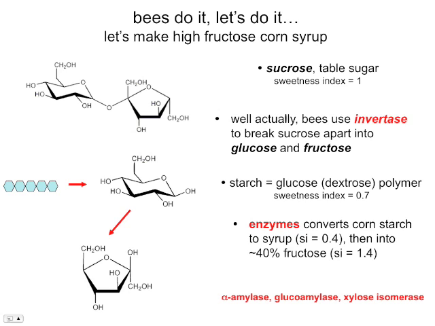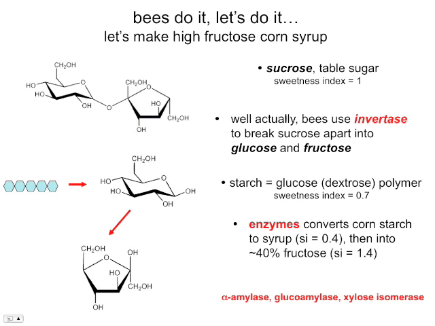So let's introduce the idea of the sweetness index. There are quantifiable metrics of how sweet a particular carbohydrate is. The reference standard is sucrose, table sugar. You're familiar with it. Remember, it's a disaccharide of glucose and fructose, with a sweetness index of 1. Well, sucrose is what bees obtain when they slurp the nectar out of flowers, along with some other carbohydrates, certainly. But they use invertase to break that sucrose apart into glucose and fructose.